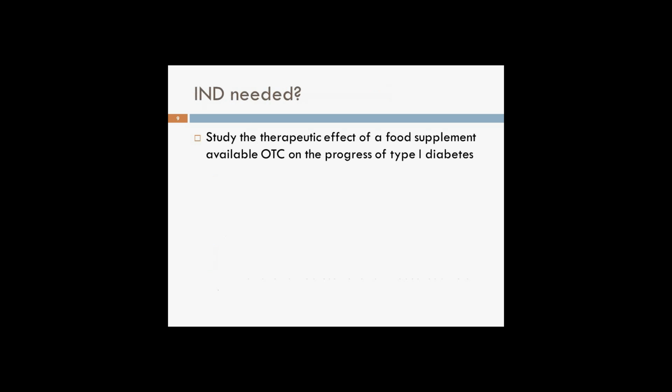So we have a little quiz now. These are case studies in our office, and we had to determine whether an IND was needed or not. The first one was to study the therapeutic effect of a food supplement called GABA. You can buy it in the pharmacy. It's available over the counter. The purpose is to study type 1 diabetes. So we have to determine, do we need an IND, yes or no?